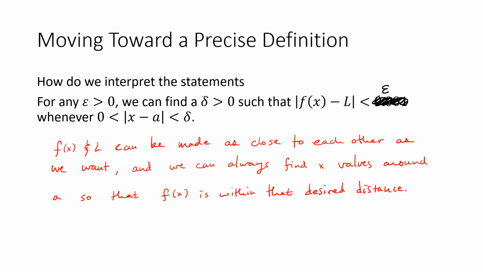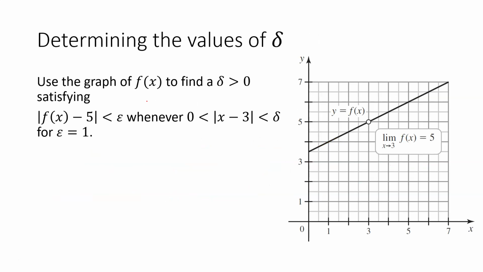So the goal is to find a particular delta that guarantees that whenever x is within a distance of delta from a, then f of x is within a distance of epsilon from L. So for the first one here, let's look at the graph of f of x to find a delta where f of x minus 5 is within epsilon whenever x minus 3 is within delta. In this case, we'll look at 1 for epsilon.